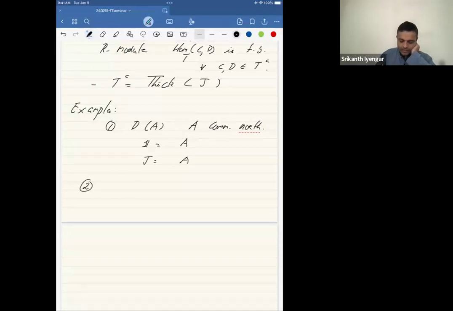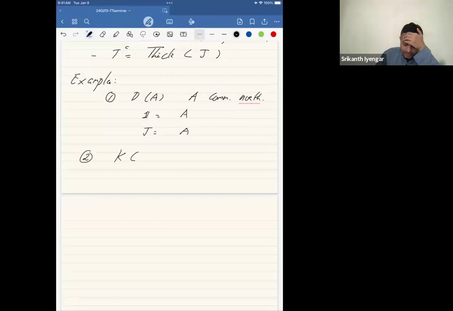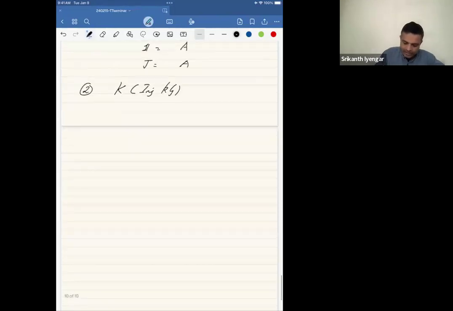And then the second one. Unfortunately, this doesn't apply directly to the stable module category, but one instead considers the homotopy category of injective KG modules. So this is again a compactly generated tensor triangulated category. So the tensor product here is again this with the diagonal action. And the unit of this TT category is the injective resolution of K.